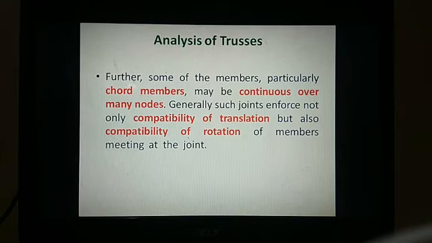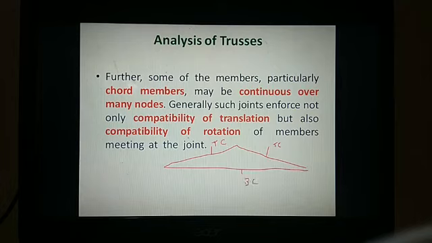Further, some of the members, particularly the chord members. What do you mean by chord members? Let me show you here. Let us take this as a roof truss. These are the chord members. These two are called the top chord members. And this is called a bottom chord member, right?